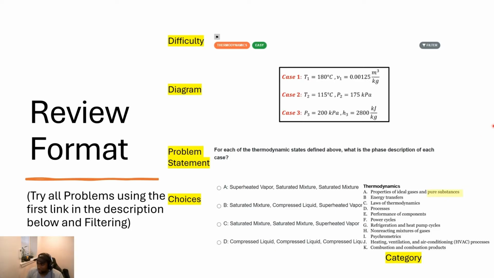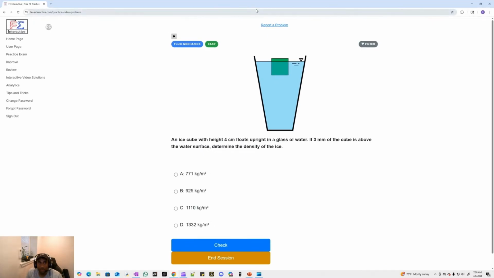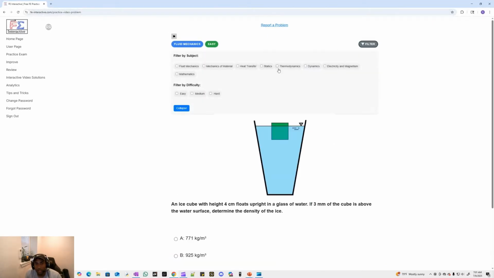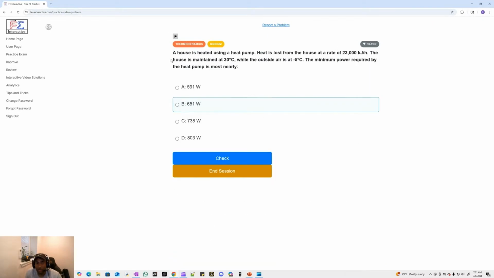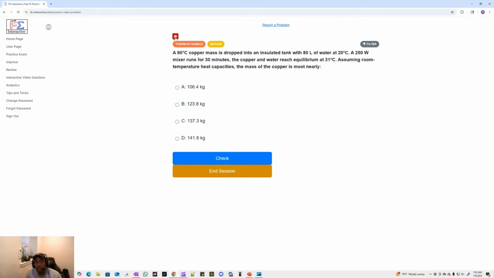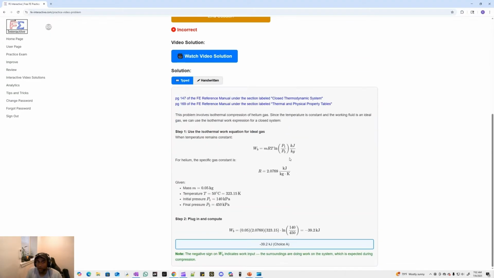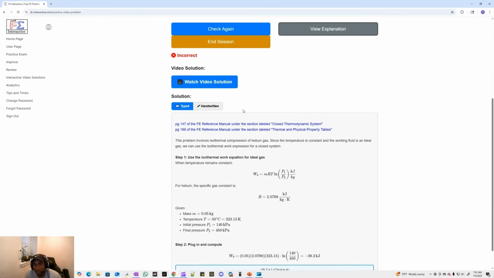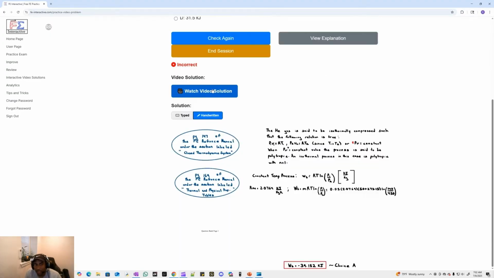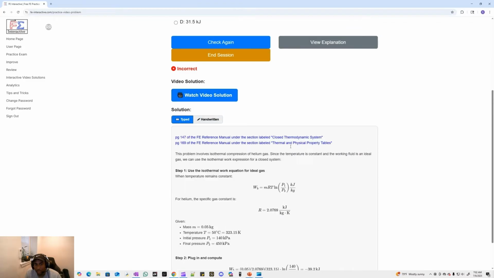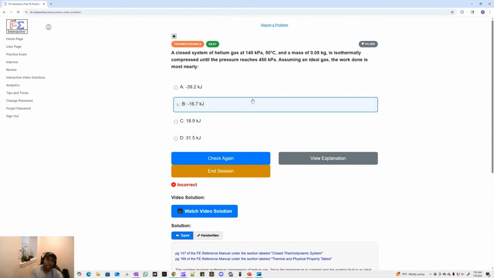Now, how can you access all of these problems and try the review for yourself? You click on the first link in the description below, and it will take you to a screen just like this. You can click on the filter button here and then the thermodynamics section, and that'll show you all the problems that we're going to be going through in this review that you can try for yourself. And if you don't have a lot of time, I have handwritten and typed solutions here that you can go ahead and view, to save yourself some time.